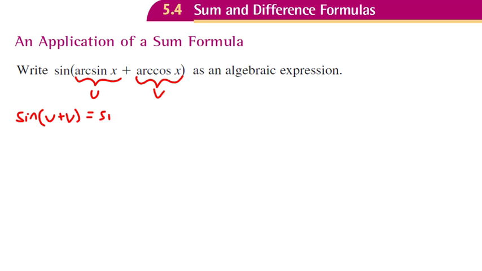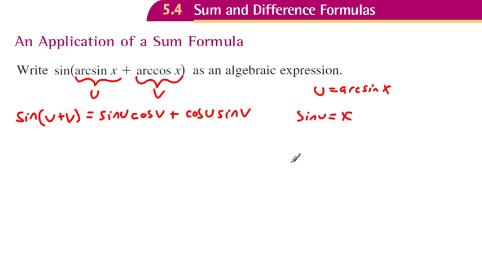We're going to be finding the sine of u times the cosine of v plus the cosine of u times the sine of v. What we want to do here is let u equal arc sine of x. On both sides, I want to take the sine of both sides, because I want to get rid of the arc sine. If I take the sine of the left side, I get sine of u. If I take the sine of arc sine, they cancel out, and I get just x.